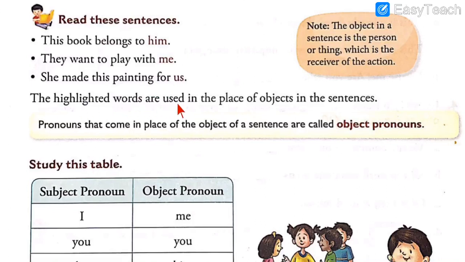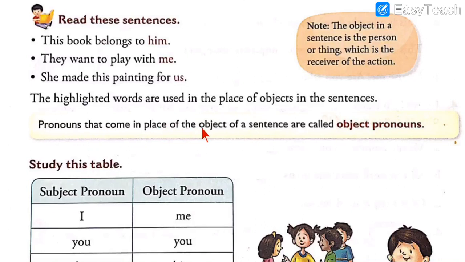So, the highlighted words are used in the place of objects in the sentences. See, these highlighted words are these last 3 words: him, me, us. They are used in the place of objects, and so they are called object pronouns. What are they called? Him, me, us. These are called object pronouns.